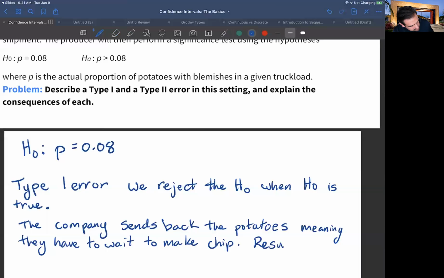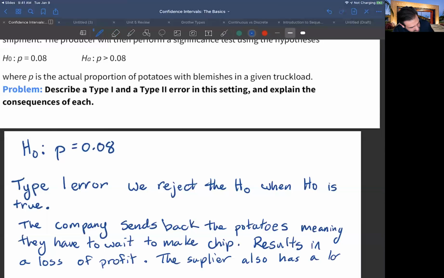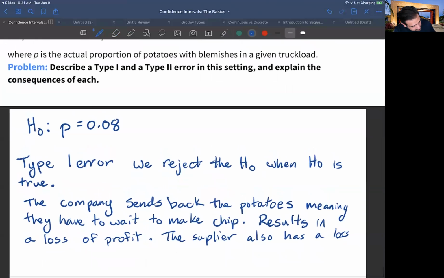Results in a loss of profit because they might have to wait an entire day. The supplier also has a loss in profit.